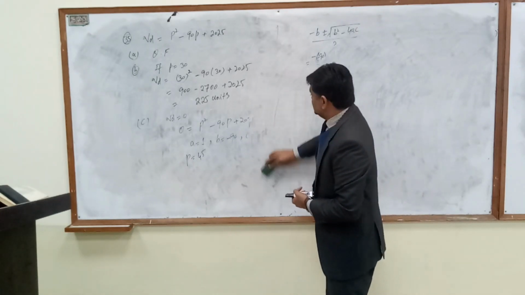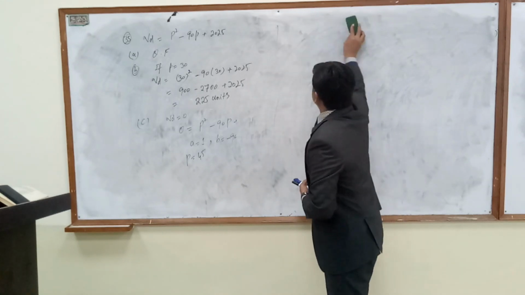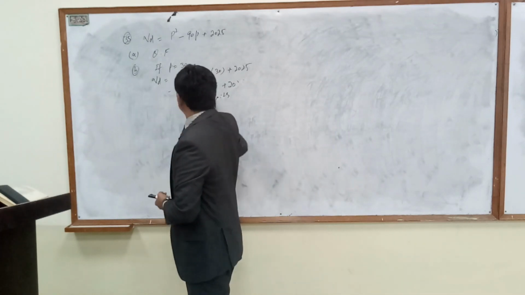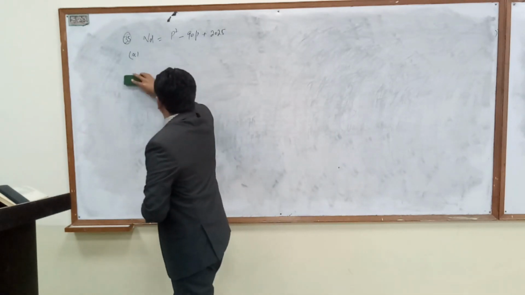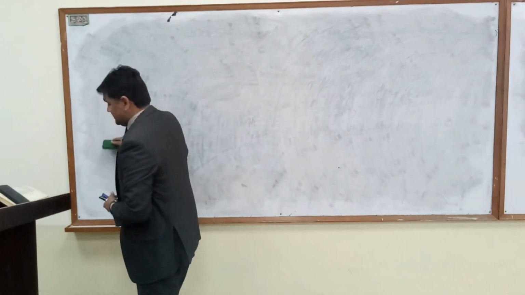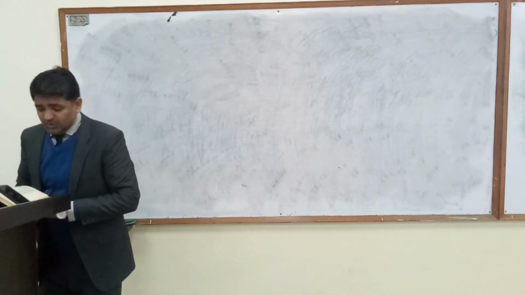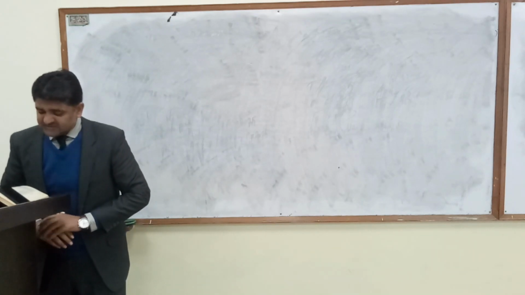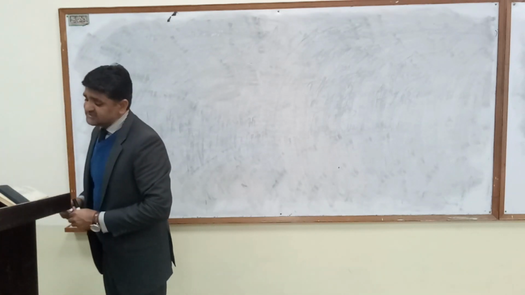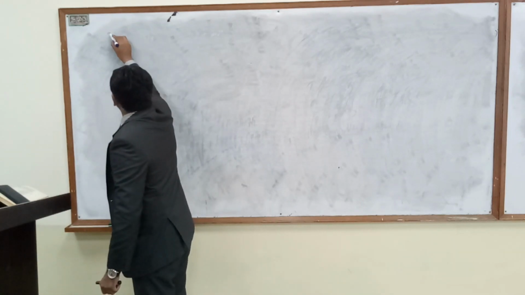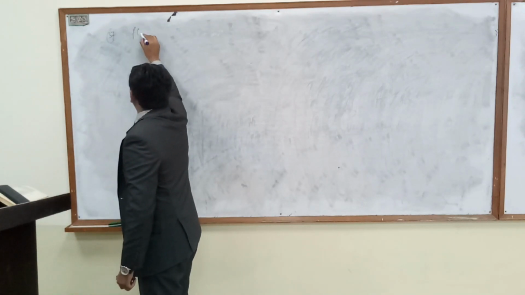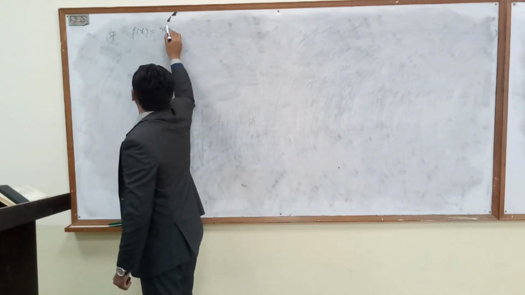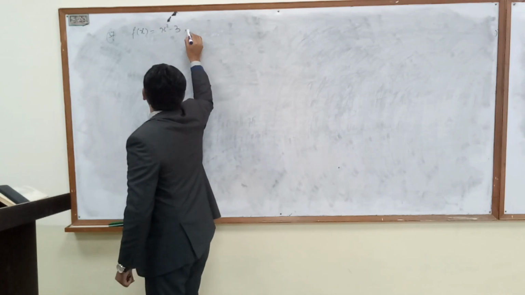Sir, there is a bit of a misprint, is that right? Okay, given f of x is equal to x square minus 3. Question number 37 is f of x is equal to x square minus 3 and the second function is g of x.